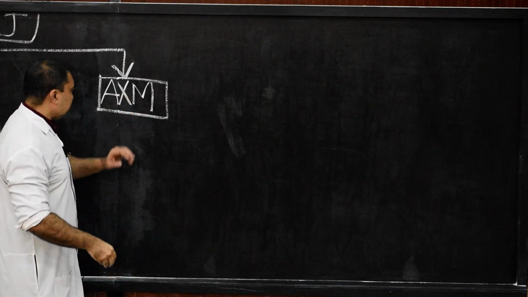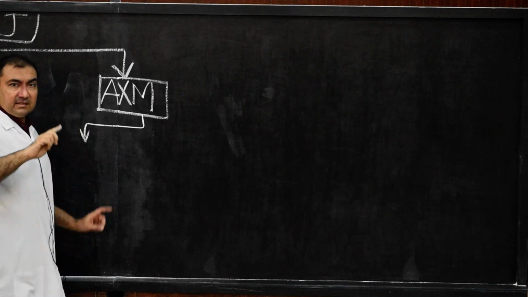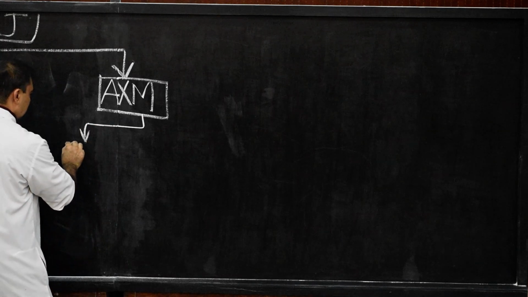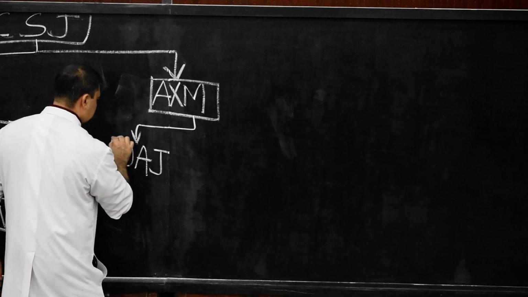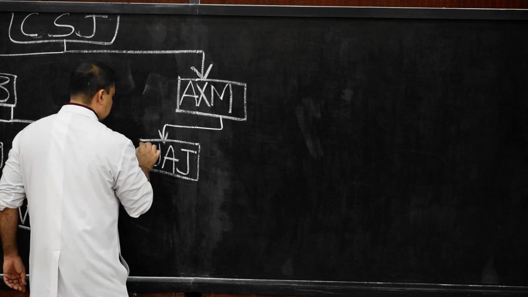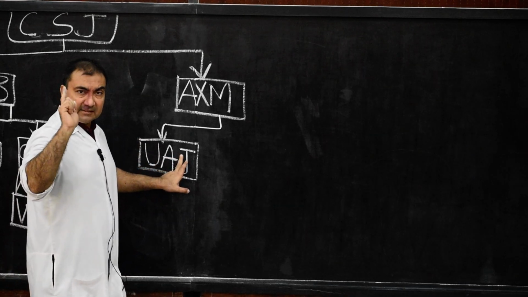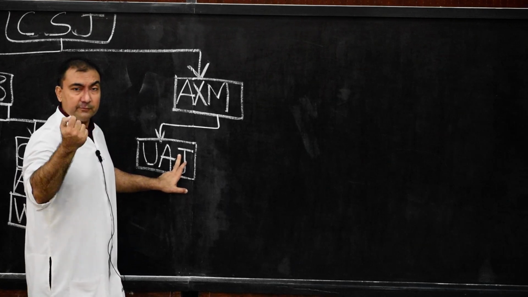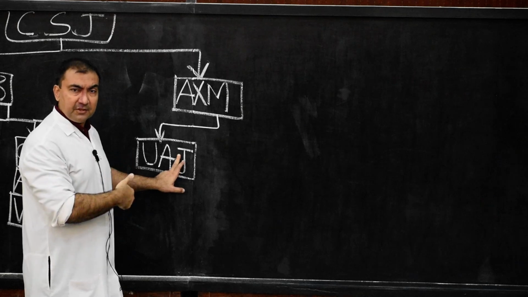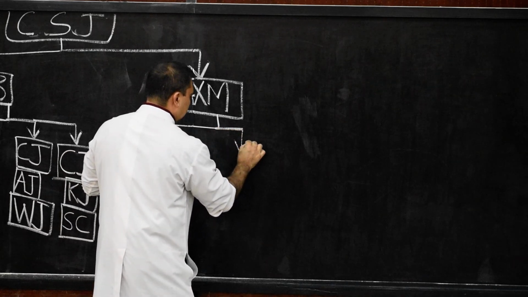So depending upon the axis of movements, we divide this into, what is the axis? One axis, uniaxial. So uniaxial joints. This is a single axis. Here the joints will rotate around a single axis only. So they are called uniaxial joints based upon the axis of movements. So what is the axis? Uniaxial, single axis.